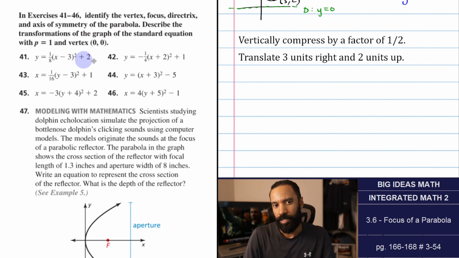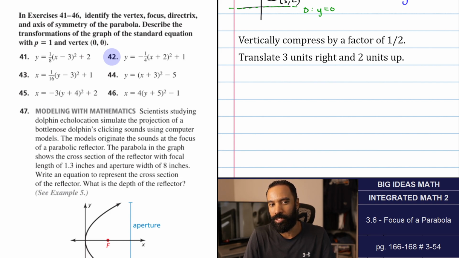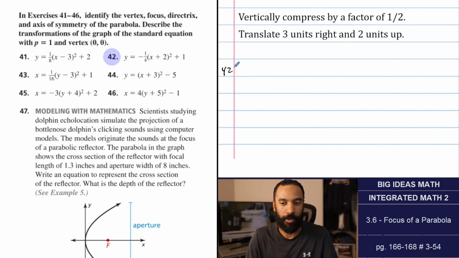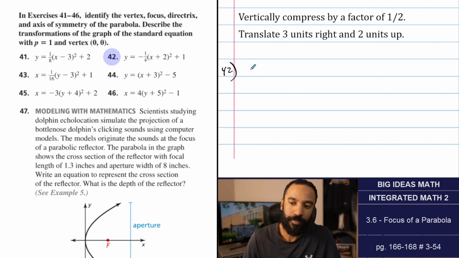But we won't have to say rotate or anything like that. X equals Y squared equations can still have a P of 1 and a vertex at 0, 0. So just compared to those other ones, they just say, with the untransformed graph, how do you transform it to get there?